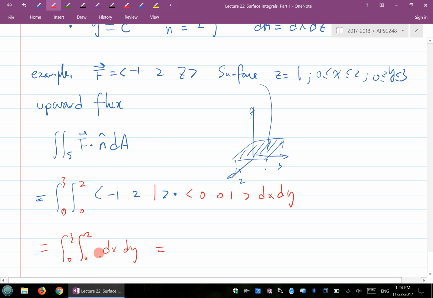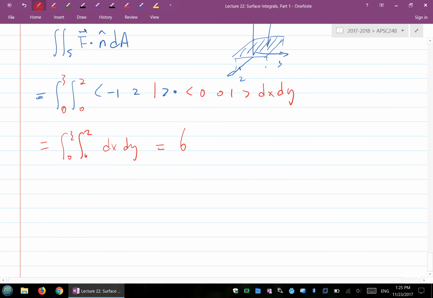So you actually don't need to calculate anything at all, because what this says is you get the area of this small region, which is one side times the other side, equal to 6. Is that good? So that's the second special case when you have a planar surface. That's also a very easy one.